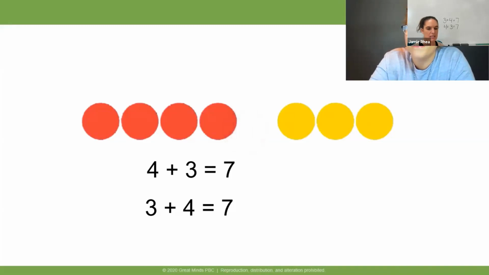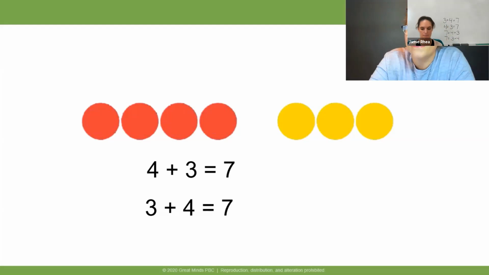Let's think about that. She said we could use the total or the whole first. So let's put our 7 first. Remember, the equal sign follows it. What could be next? I could use my 4 plus 3 again. I've got another one. I'm going to put 7 first. I still have my 3 plus 4. I can flip it around. 3 plus 4.